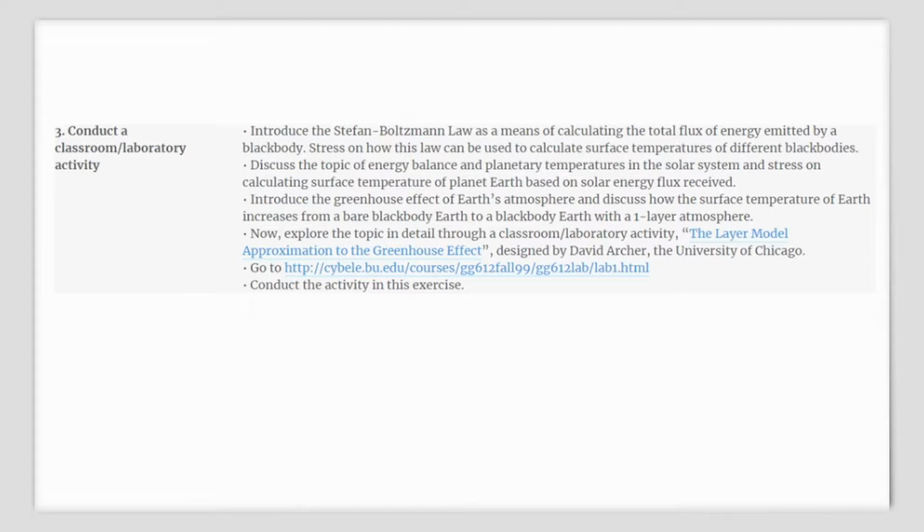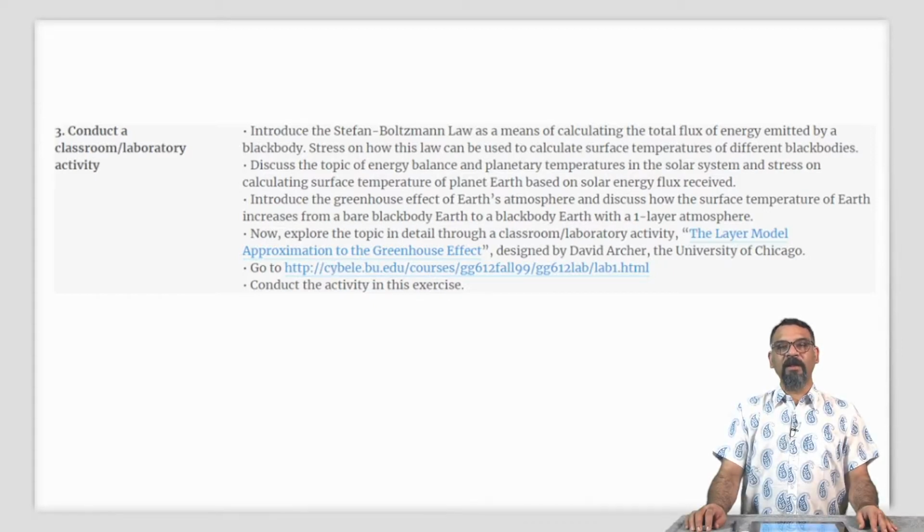At this point, you can introduce the greenhouse effect of the Earth's atmosphere and show how the surface temperature of Earth increases from a bare black body Earth to a black body Earth with a one-layer atmosphere. This activity, titled the Layer Model, has been designed by David Archer at the University of Chicago, and it contains an activity in this particular exercise.